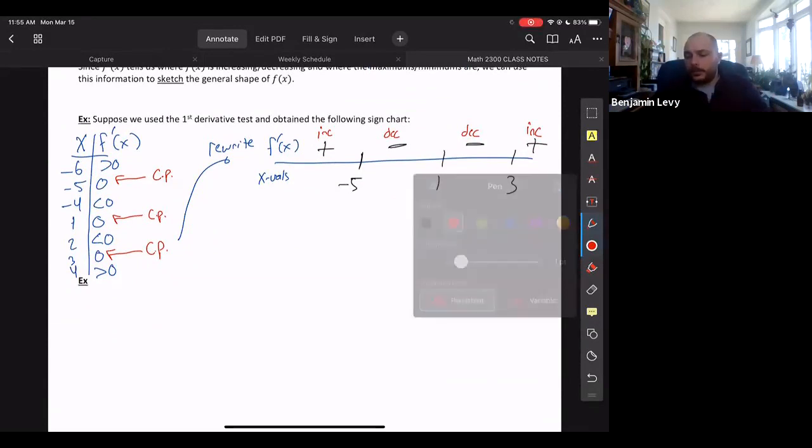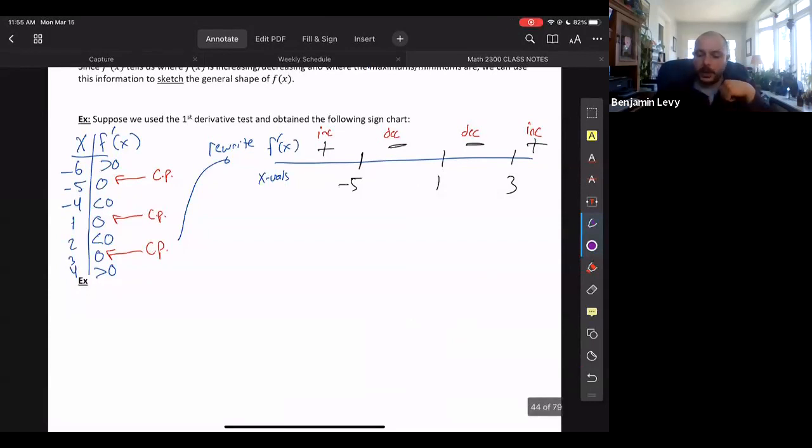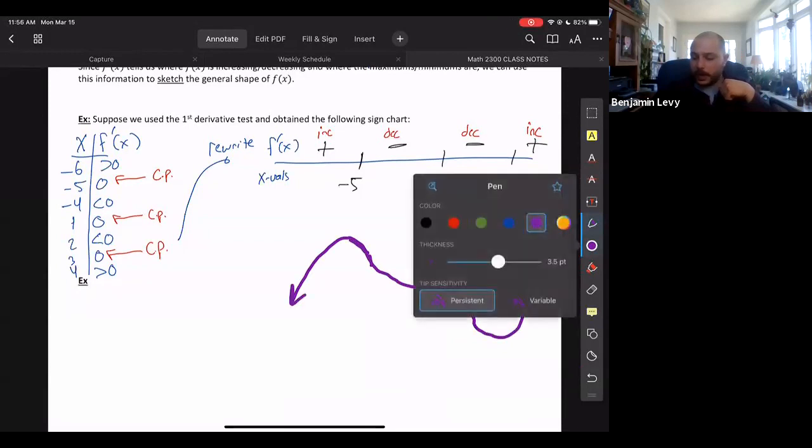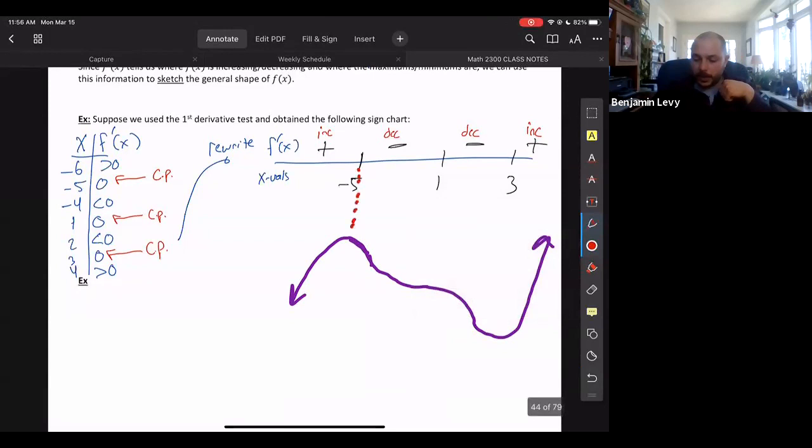So if we put it all together, everything in the table, it would look like this. I would encourage you just to focus in on what I'm writing for a second here. So increasing until -5, at which point it flattens out and then decreases. It would decrease to 1, flatten out, but then decrease again, and then flatten out at 3, and then increase. And so we're lining up these critical points with the flat spots.